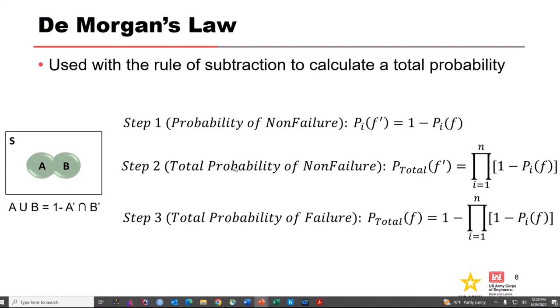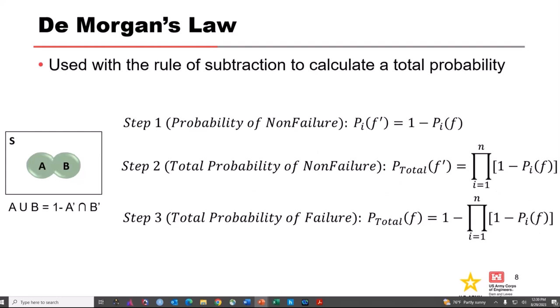The second step here is we can calculate the total probability of not failing as the intersection, so product. This symbol here mathematically means product, right? So the total probability of not failing is one minus the probability of failure, which is the probability of not failing for, say, each failure mode. We do that calculation for every failure mode and multiply those all together. That gives us the total probability of non-failure. And then if we want the total probability of failure, we can take one minus that value, right?